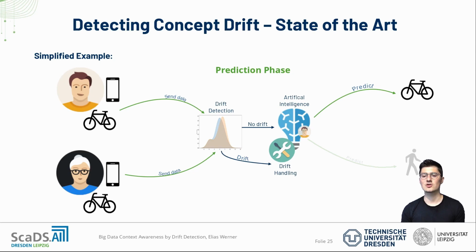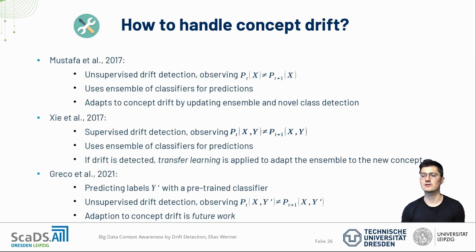Now, the question is how to handle a detected drift. And here I just mentioned three approaches, but in general there is a big variety in concept drift handling considering different use cases, base classifiers and data types.